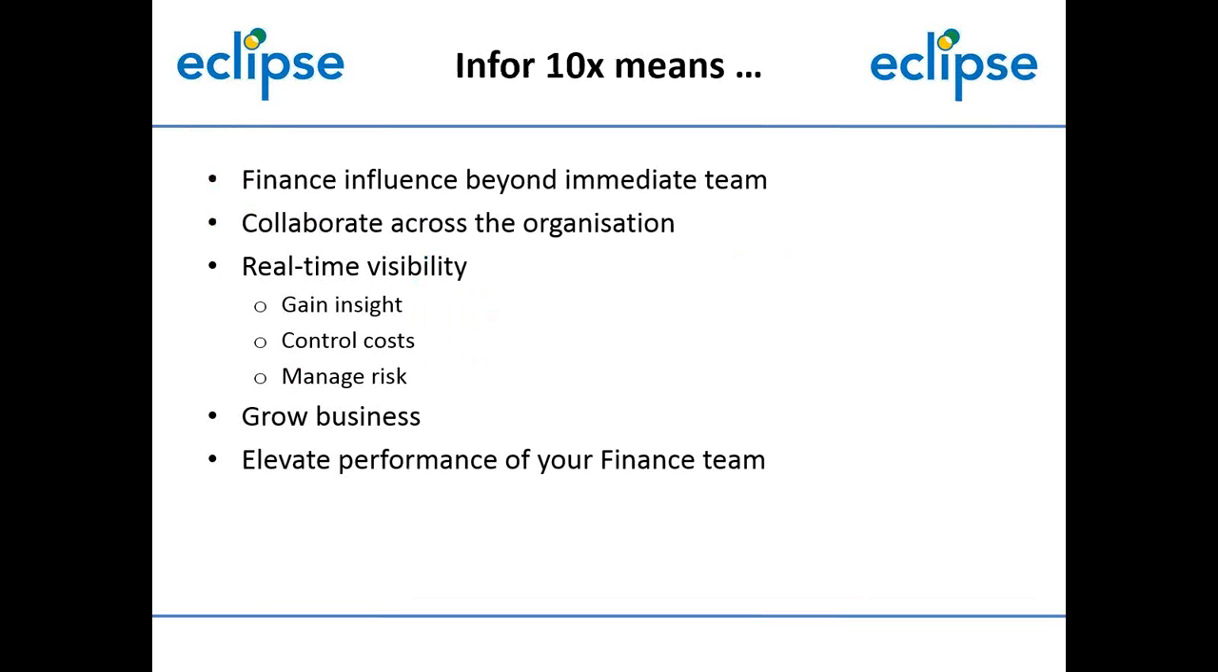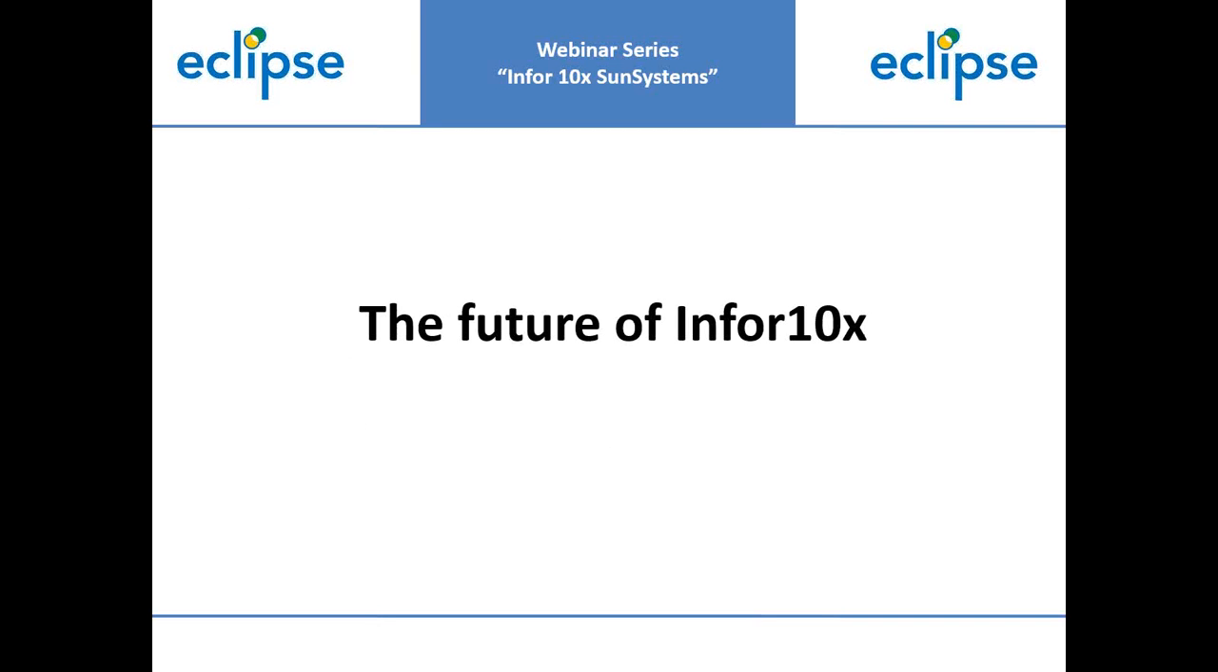So to summarize, the ideas behind Infor10x for SunSystems mean that finance applications can now have influence beyond the immediate finance department. We have the ability for people in finance to collaborate across the organization. By using context-sensitive information, we can provide real-time visibility, gain better insight into other things that are happening, and hopefully improve performance. We can make users of SunSystems more effective by giving them better information and being able to share that information with other people. So that's really what Infor10x for SunSystems is about.